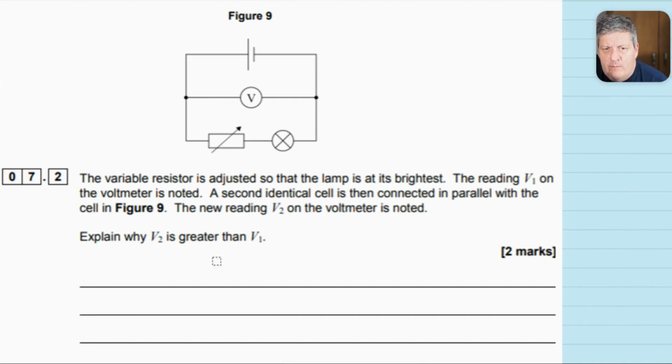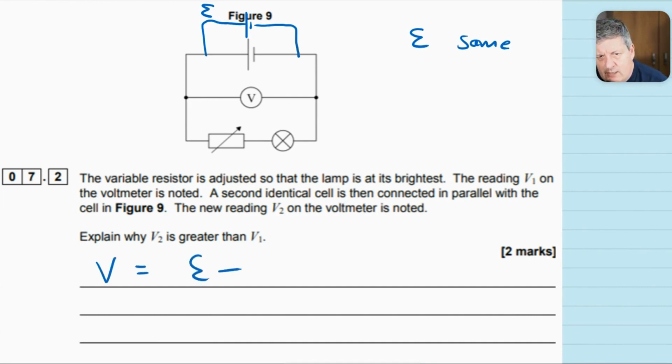So a couple of things. If we're adding a cell in parallel, then it's not going to change the EMF, so the EMF will be the same. And so, taking this equation, if the EMF is the same, then the only way that V2 could be bigger than V1 is if the lost volts is reduced. So we need to explain why the lost volts is reduced.